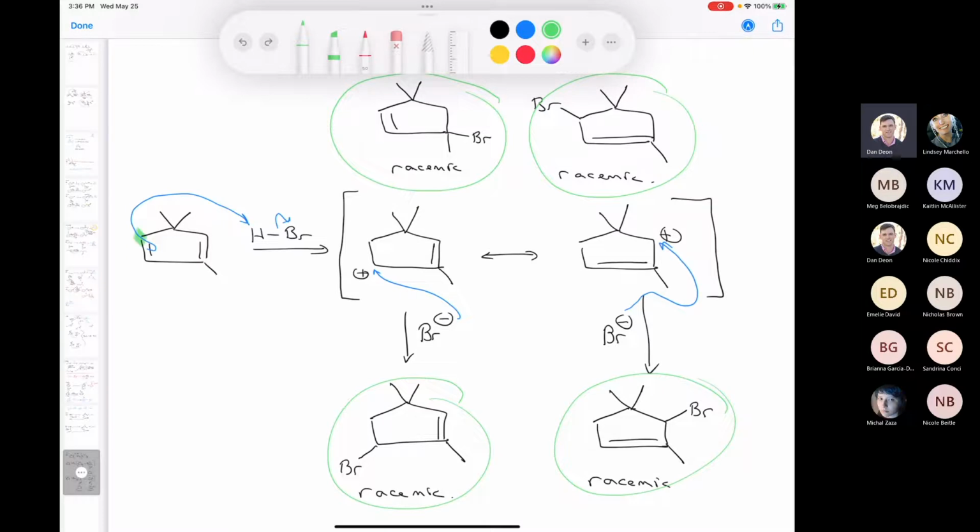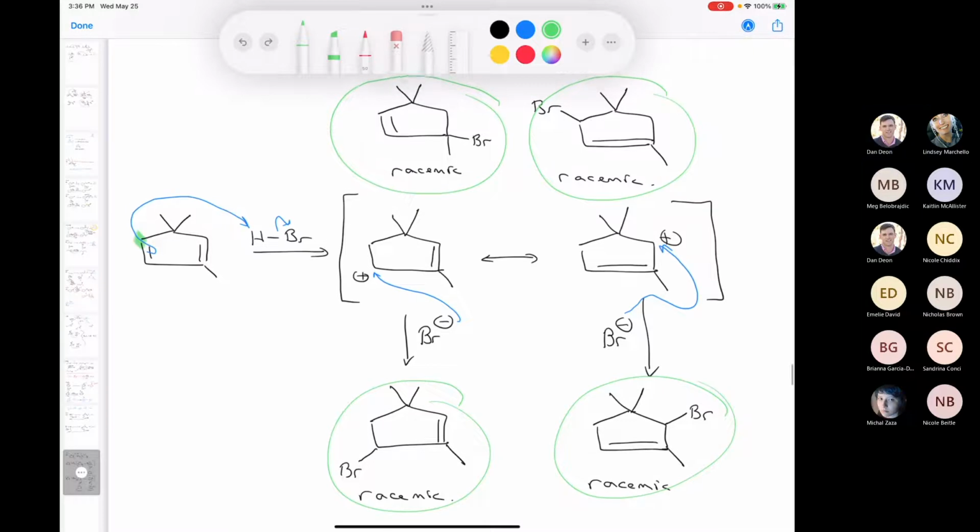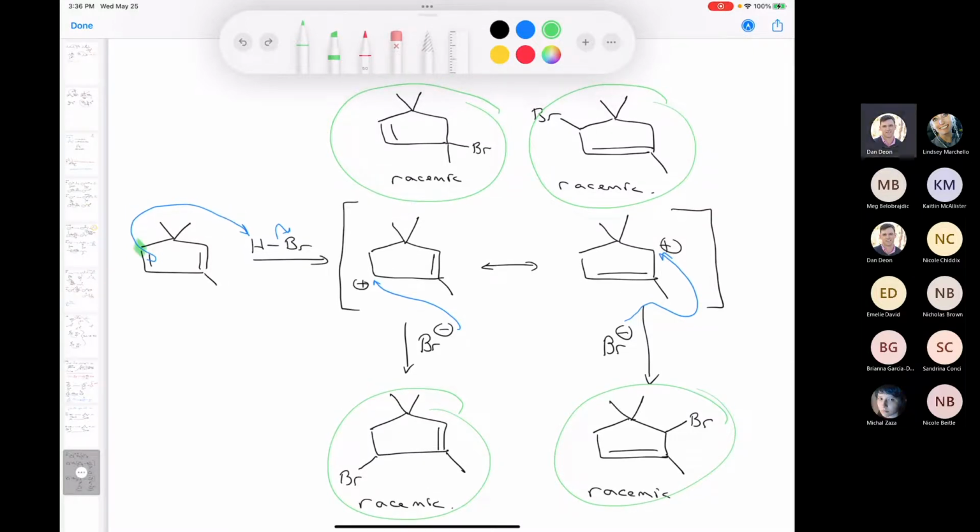Are these two sets diastereomers? They're not diastereomers, no, because if you look at this molecule, there's no other chiral center in here. There's no other chiral center in here, and there's no other chiral center in here. All right, yep, good enough.